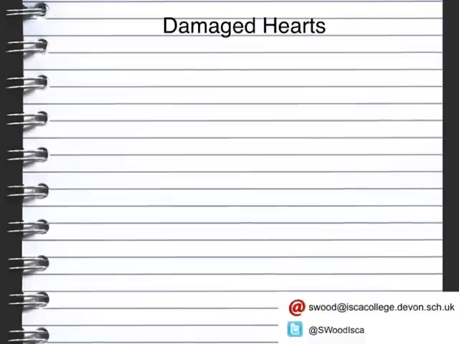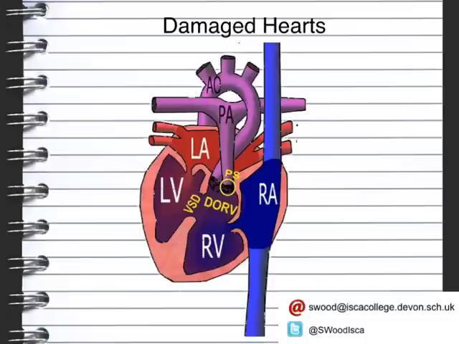Now, when you develop as a fetus, your body can actually be damaged and become faulty before you're actually born. One of the big problems that people can be born with is something called a hole in the heart. On here we can see the left atrium and the right atrium, the left ventricle and the right ventricle. What we've got in between in the septum here is a hole where it hasn't developed fully.